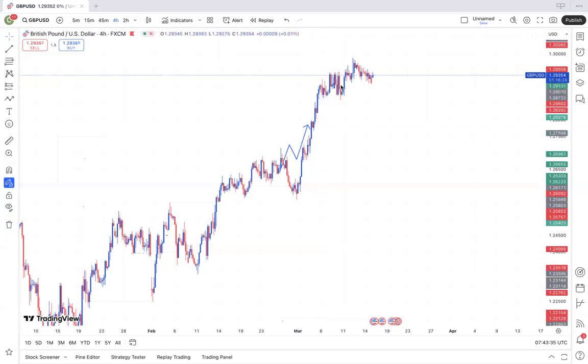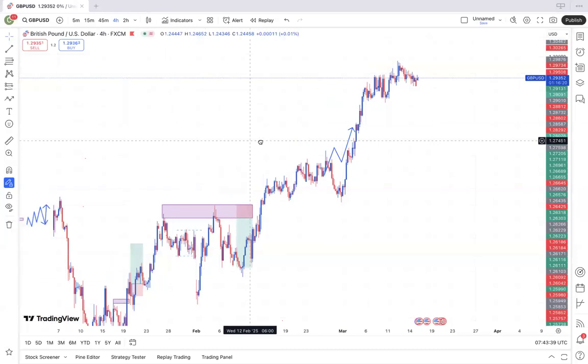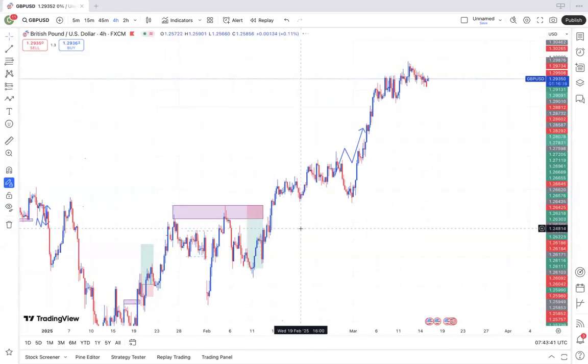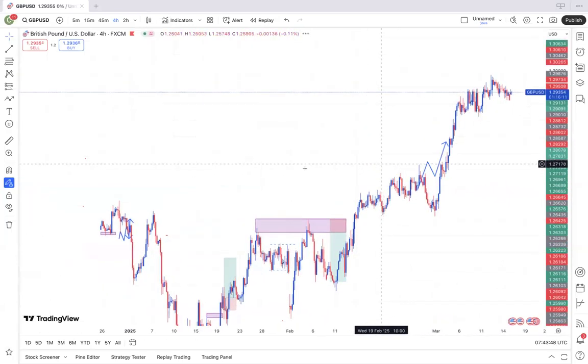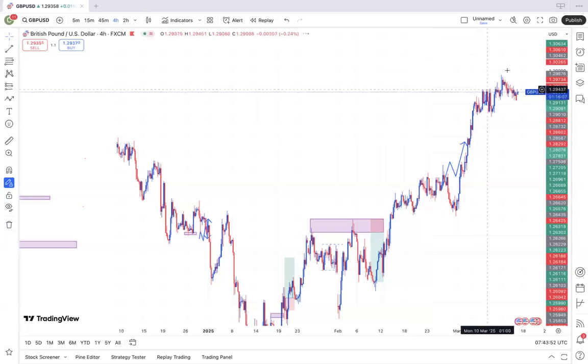GBP/USD. Well, for GBP/USD, what do we have? Now for me, GBP/USD has been on a buys.